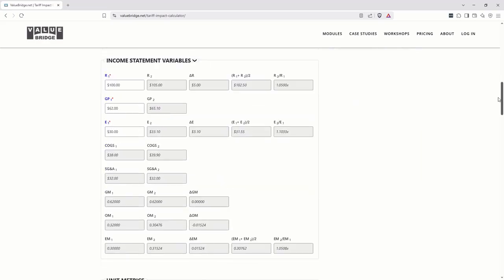Down here on the income statement, the revenue increases to 105, so the gross profit margin goes back to 62%. However, SG&A has remained the same, so the operating expense margin, which is SG&A divided by revenue, decreases from 32% to 30.5%, and this is a good thing.